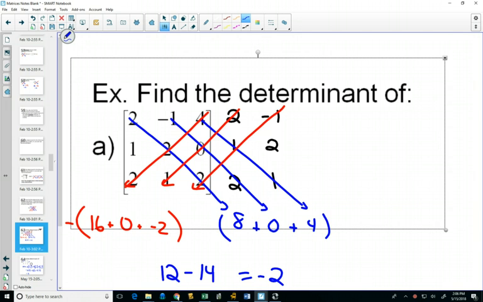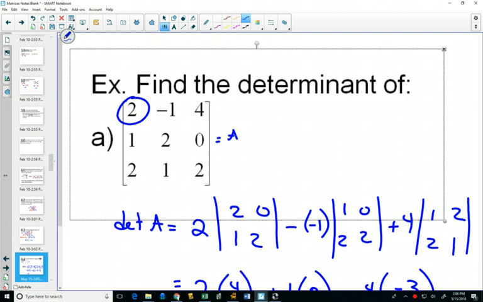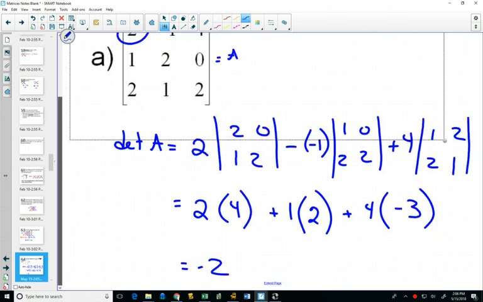But I find, I mean, both of them aren't bad, as far as doing the work. But I find that drawing the arrows just seems easier to remember than using the 2 by 2 determinants. And so because we get an answer of negative 2, we know that there is an inverse for this matrix.